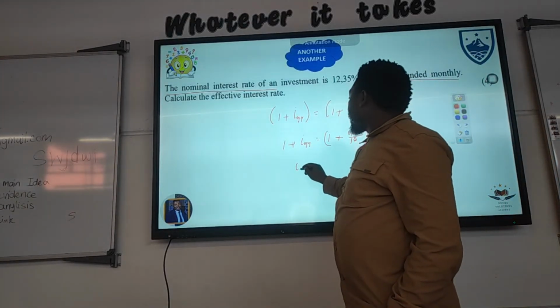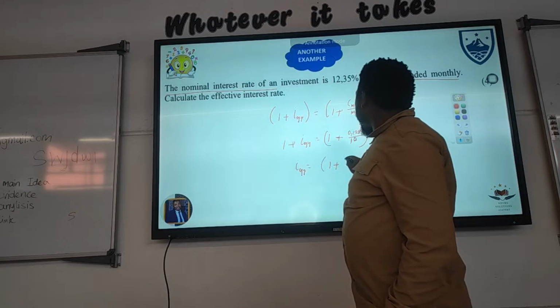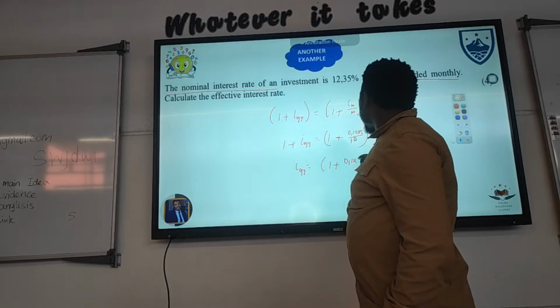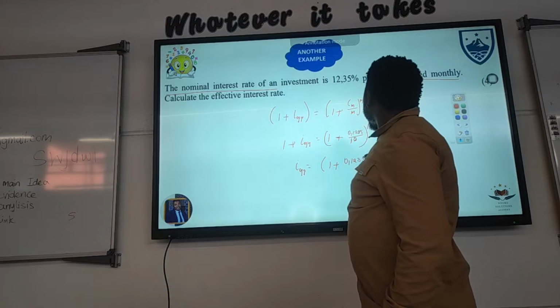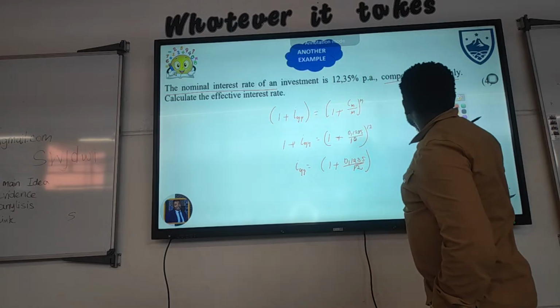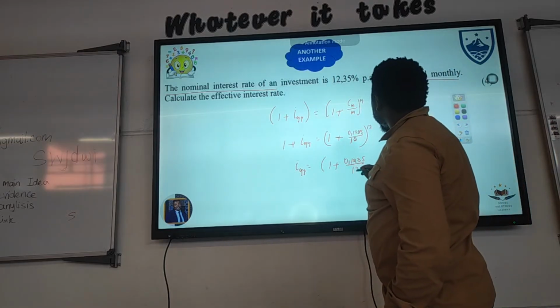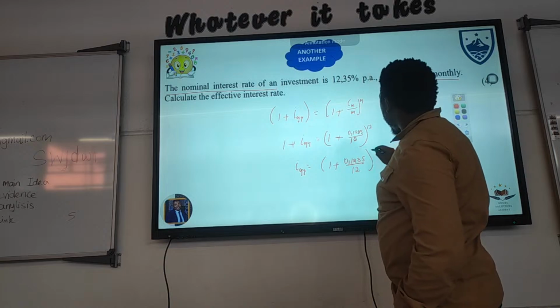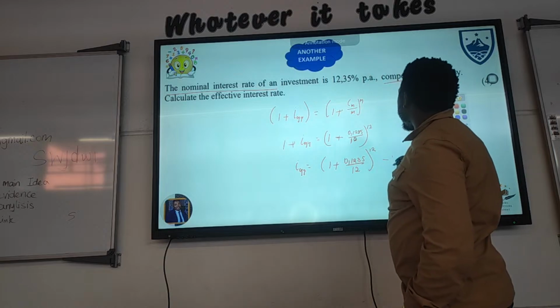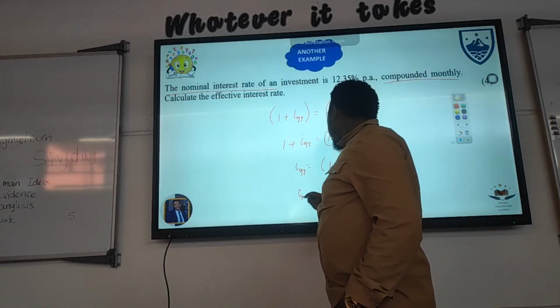So your effective interest will actually be 1 plus 0.1235 over 12 to the power of 12. Please, before you think it's a square root, it is to the power of 12, and then you minus 1. Then you can press this in a calculator, and then you get your effective interest.